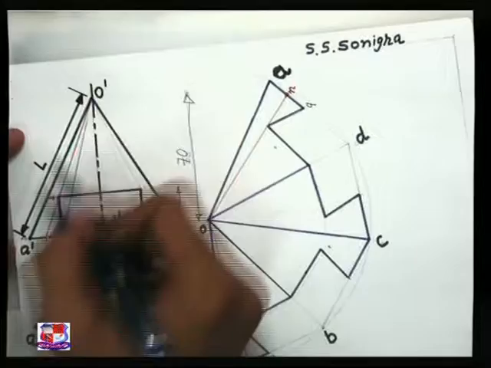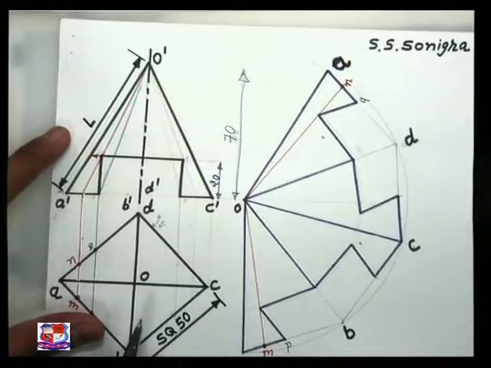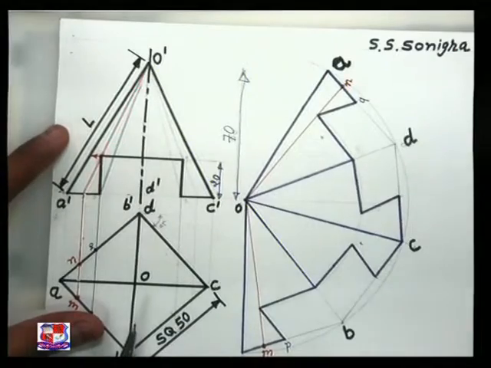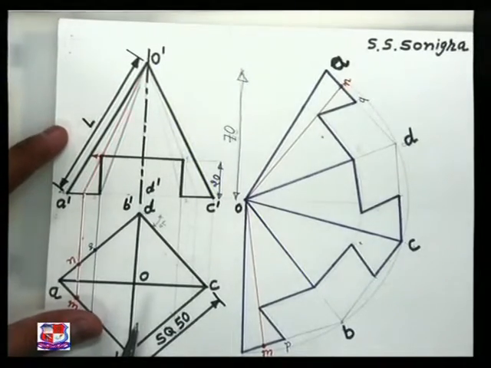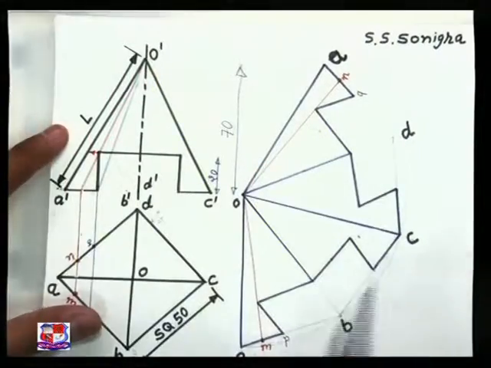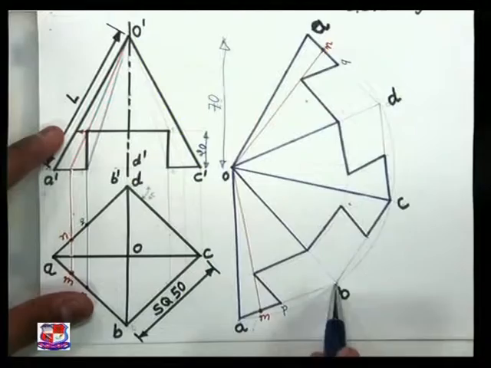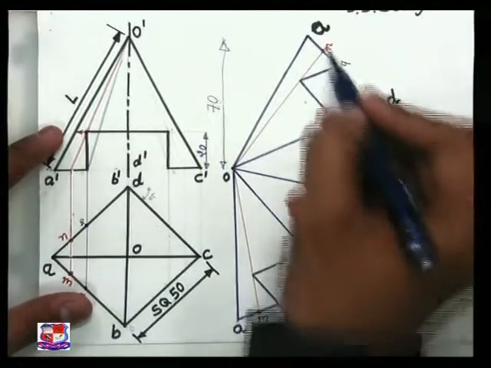But the length of this slant edge would be somewhat higher, say 75 or 78. Take this distance as radius, draw an arc and draw 4 triangles. Now name the points. This is point A, this is point B, C, D and back to A.